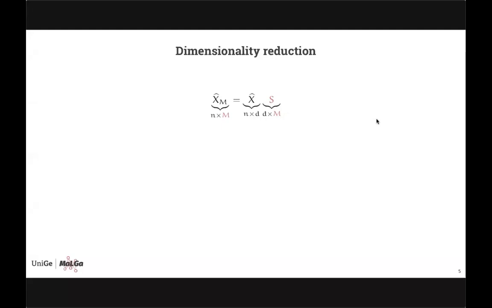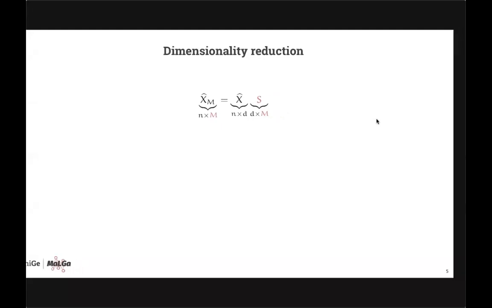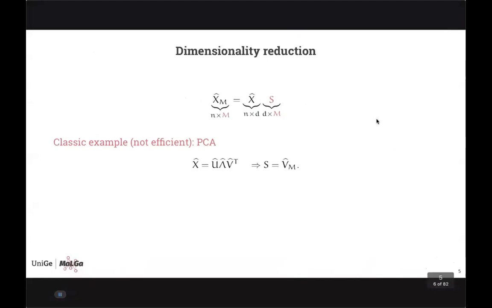Examples of such kind of matrices, of course, exist. Perhaps the simplest and most standard one is PCA. So you take the input data matrix X hat, the original one, you would have to perform a singular value decomposition, and then you could use the first M right singular vectors as a projection matrix. Of course, this is standard, there are a lot of nice properties, but computing PCA is itself costly.